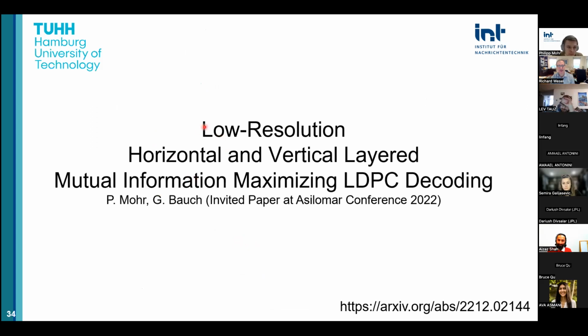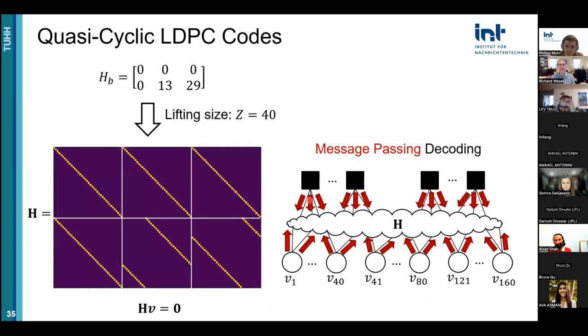My third topic would be about the horizontal and vertical layer decoding, which we presented at the Phillip conference last year. And in this work, we looked at quasi-cyclic LDPC codes, which have this nice structure where you have a base matrix, which fully defines the code together with a lifting size. And from that, you can come up with a full matrix, and then you could perform message passing to do the decoding.